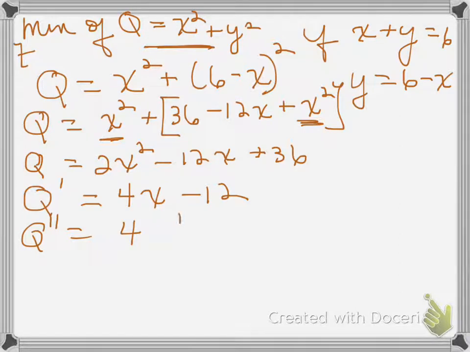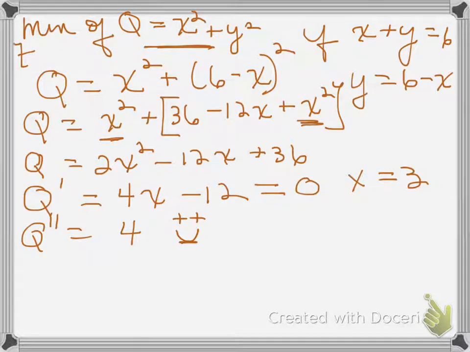Since the 4 is positive, I know that my second derivative will yield a minimum for q at the x that makes my slope equal to 0. And that x will be 3. If I set 4x equal to 12, I get x equals 3. Let's go back and read our problem. So what are we trying to find? It says find the minimum of q.